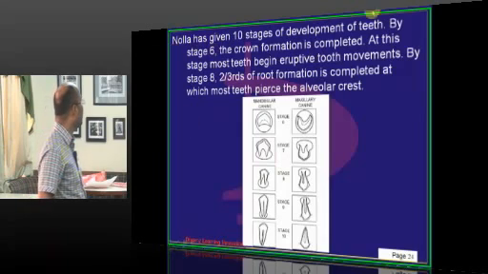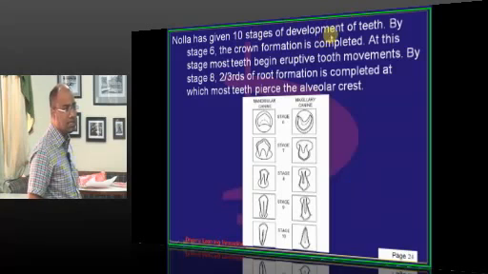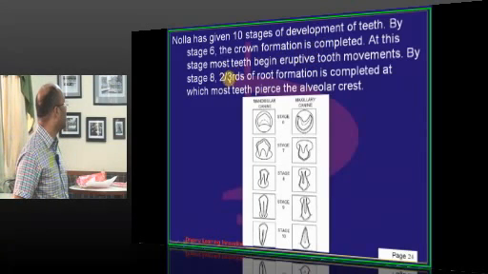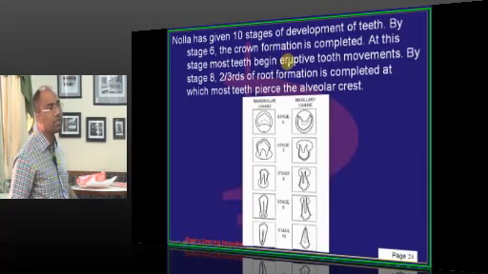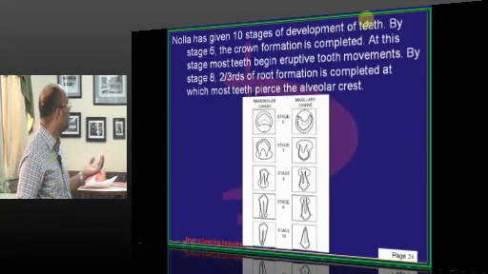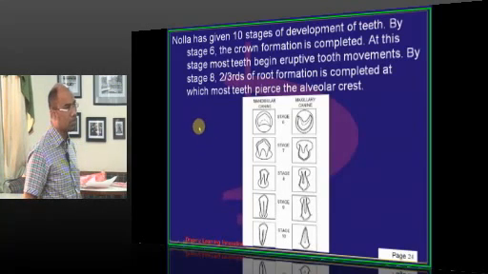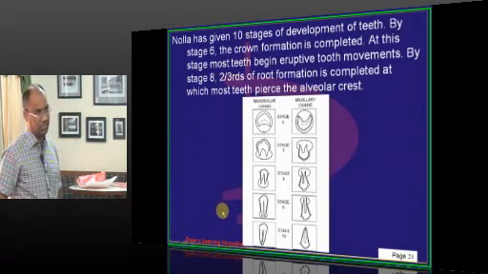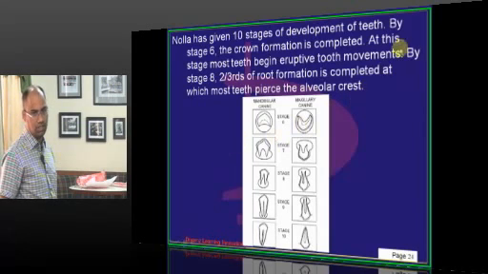So, Nolla has given 10 stages of development of teeth. By stage 6, the crown formation is completed. So, at this stage you see the eruptive tooth movements. By the 8th stage, 2/3 of the root is formed, which will allow the tooth to pierce the oral cavity and erupt. So, clinically you can see the tooth eruption once the 2/3 of the root is formed. That coincides with the 8th stage, whereas eruptive movements begin with the 6th stage.